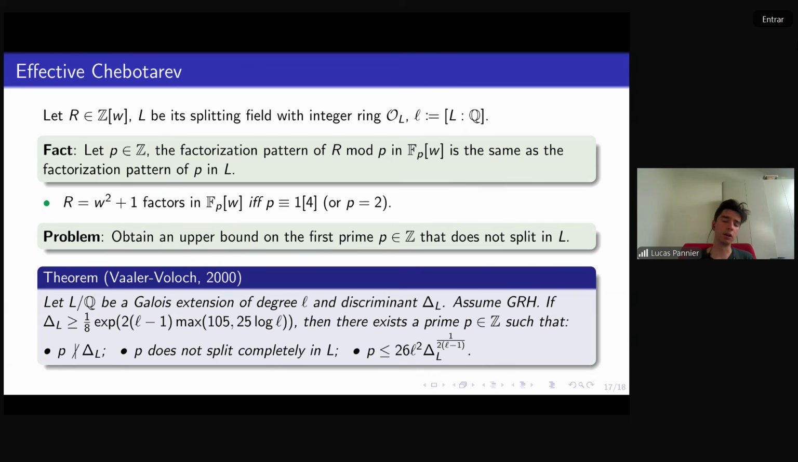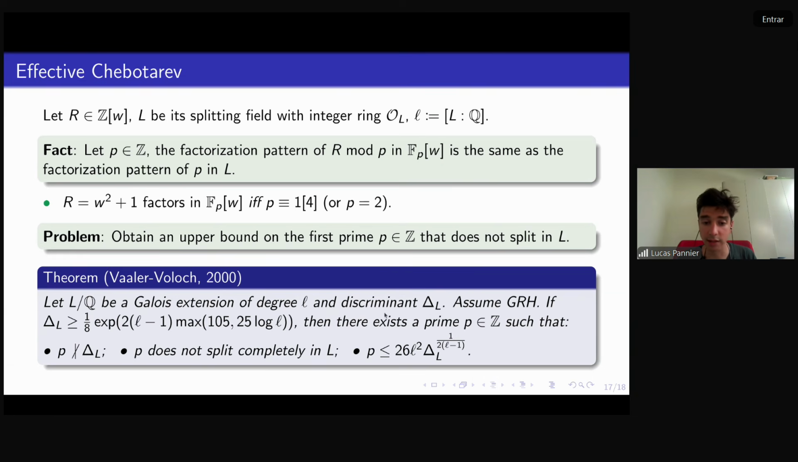And so I said that there exist effective versions of Chebotarev's theorem. I will not state them all. There are a lot of different results in different directions, but I will just state one. It says essentially that there exists a prime P that does not ramify, does not split completely in L, and that is smaller than some bound depending on two parameters, one being the degree of the extension of the splitting field, and the other being the discriminant of the splitting field.